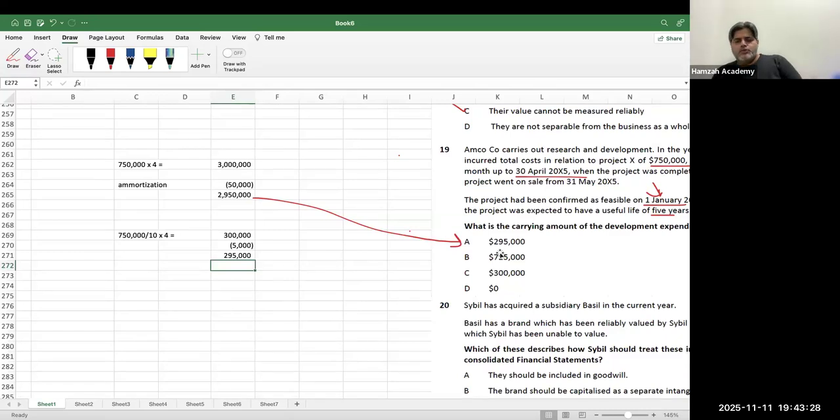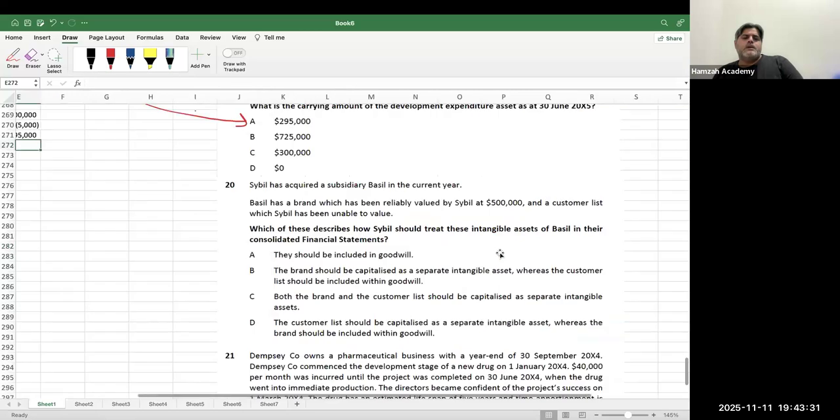Don't worry. Question 20. Cybele has acquired a subsidiary Basel in the current year. Basel has a brand which has been reliably valued by Cybele at 500,000 and a customer list which Cybele has been unable to value. Which of these describes how Cybele should treat these intangible assets of Basel in their consolidated financial statements? They should include it into the goodwill? No, no.